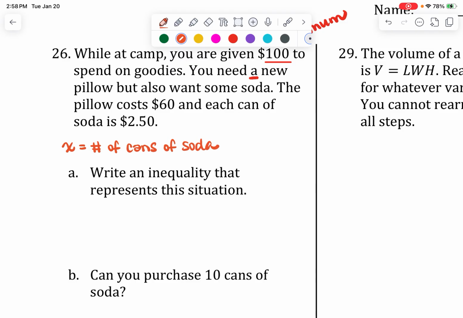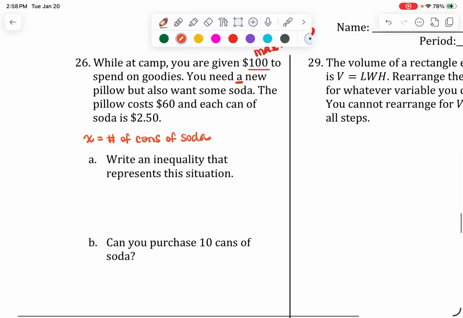That's what can change. Can I afford 1 can? Can I afford 2 cans? Can I afford 3 cans? So the number of cans you can actually buy can vary. So that's our variable. All right, so here we go. Let's talk about what you're spending. You spend $60 on a pillow plus $2.50 per can of soda, which would be x.